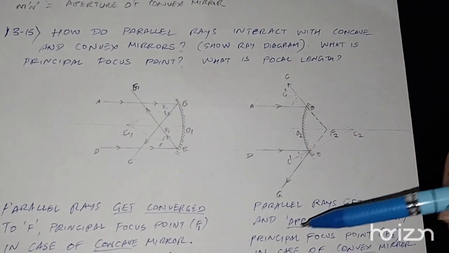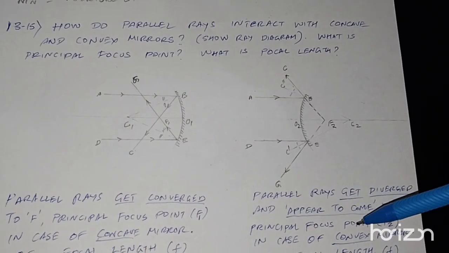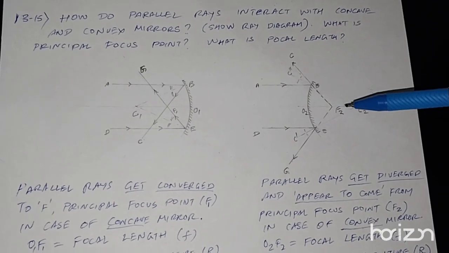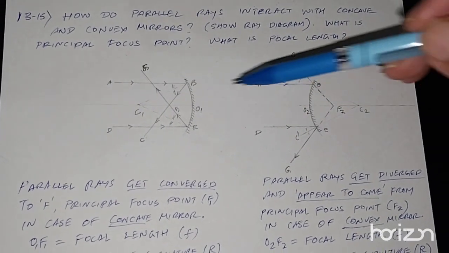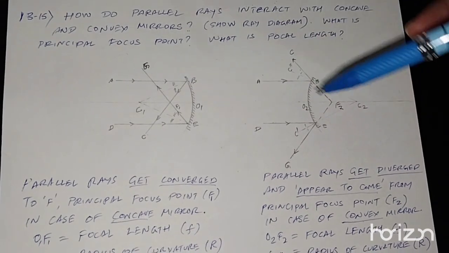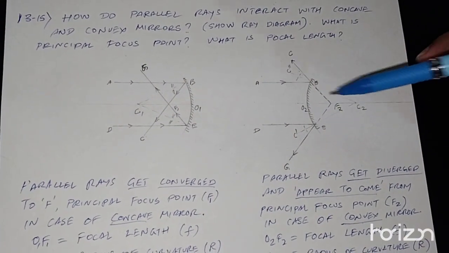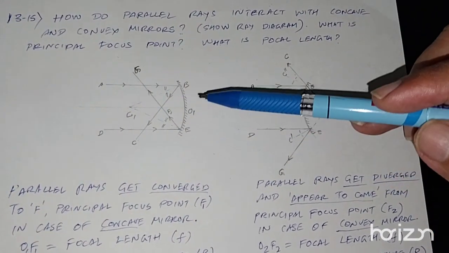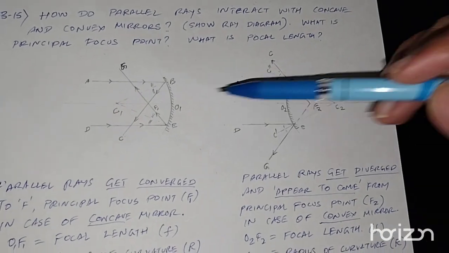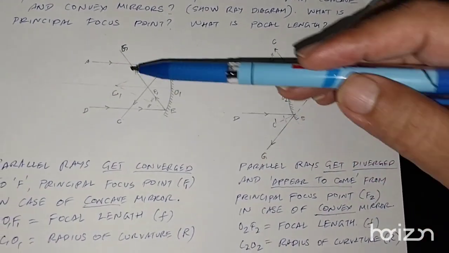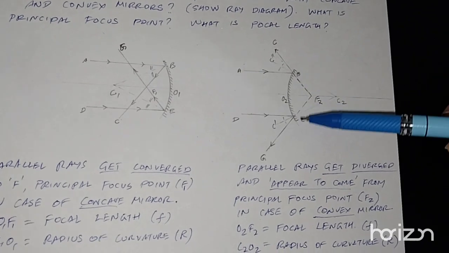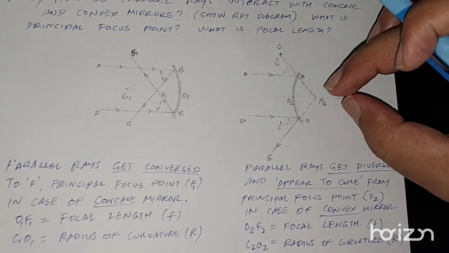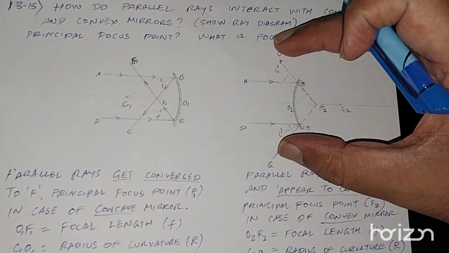So parallel rays get diverged and appear to come from the principal focus point F2 in the case of the convex mirror. So O2F2 is the focal length. Here O1F1 was the focal length; here O2F2 is the focal length, and C2O2 is the radius of curvature. So check out both concave and convex mirrors. In the case of concave, it converges to the focal point. In the case of convex, the parallel rays diverge, but they diverge in such a way that they seem to be diverging out of the focal point.